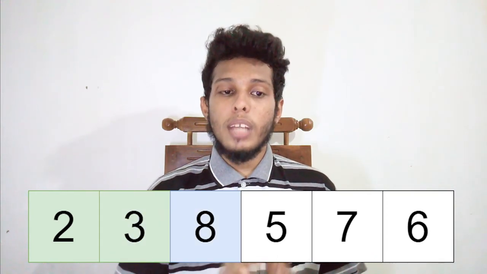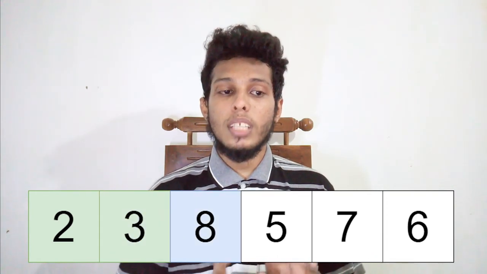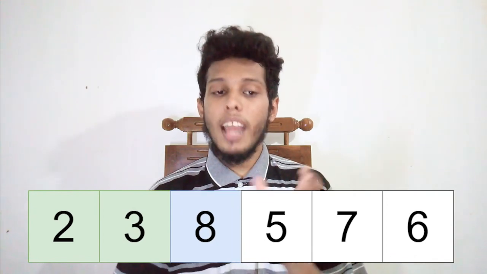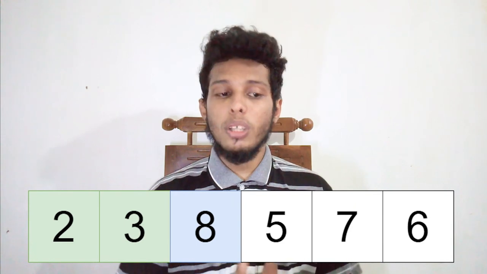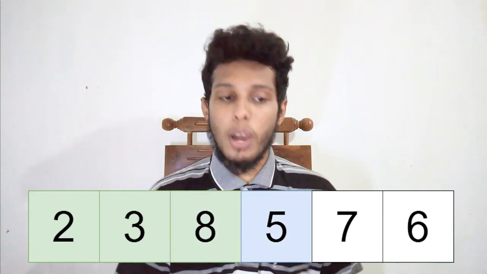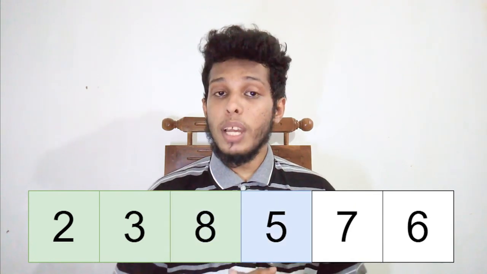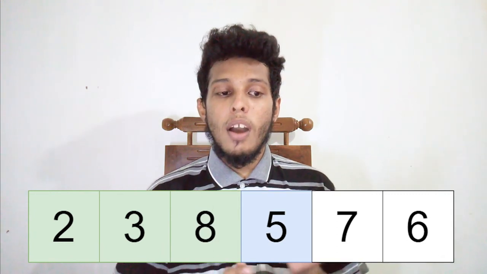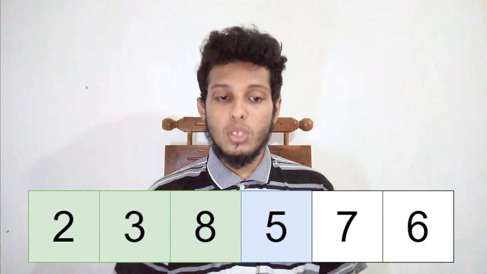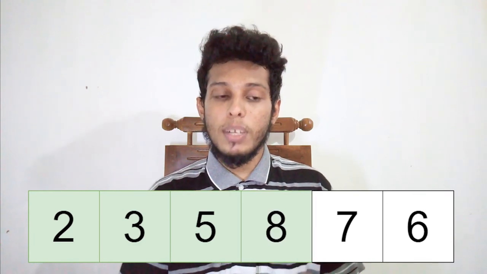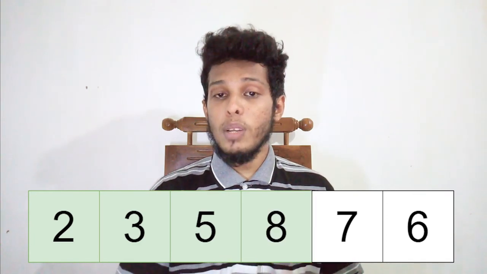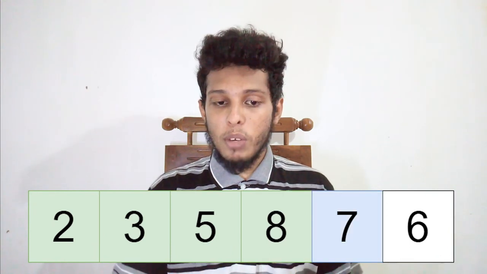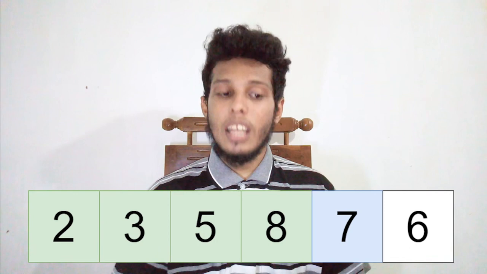Next, we have to take 8. We want to check the left side of 8. 2, 3 and then 8. So here also no change. Then take 5. When checking the left side of 5, the value 8 is present. So you know 8 is greater than 5. So we need to shift 5 in between 3 and 8 because 5 is greater than 3 and less than 8. And now we want to get 7 and check left.